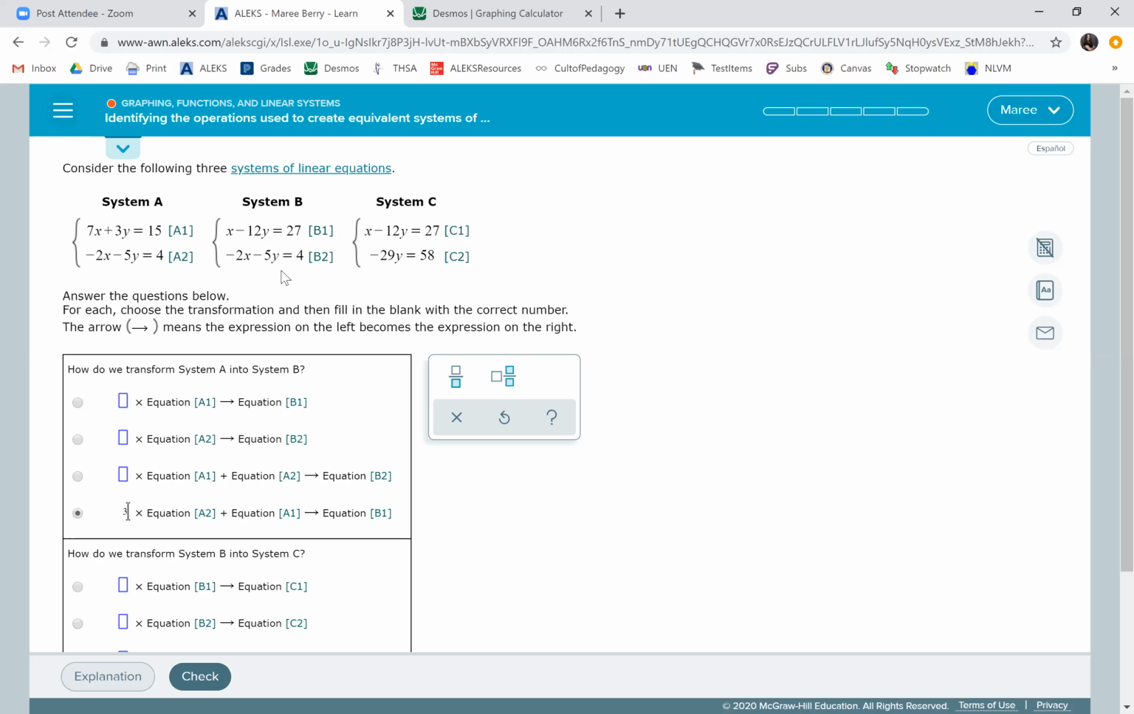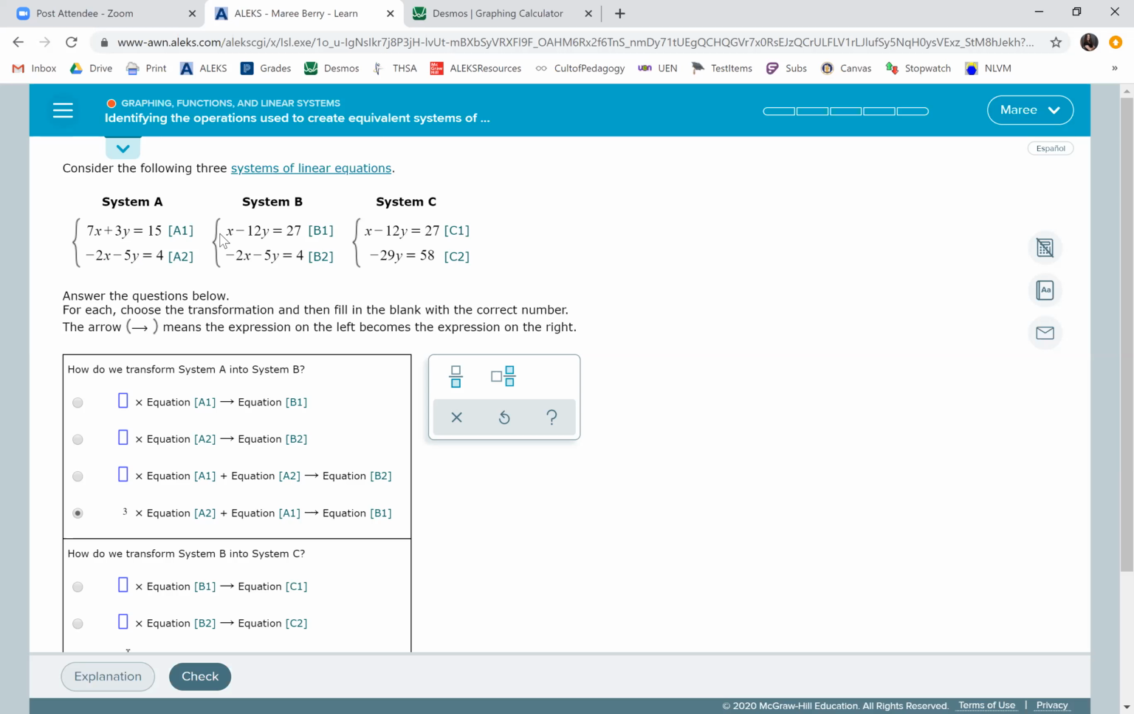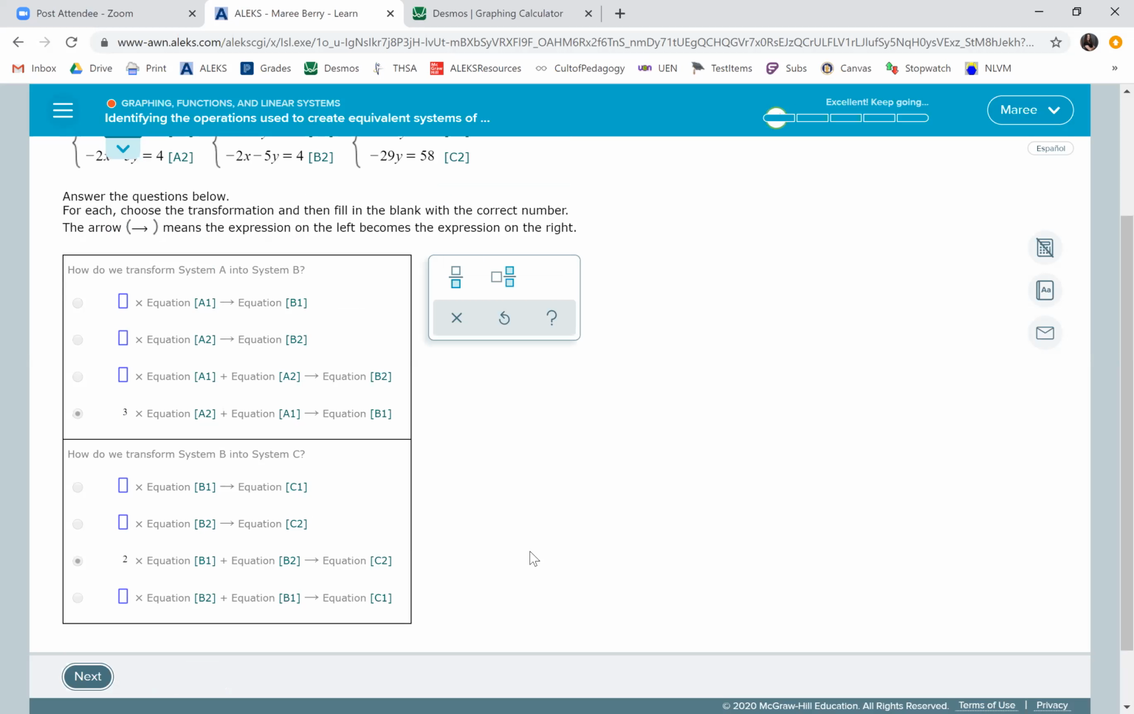Holy cow. Okay, this one, I bet they times this by 2 and then added. Wait, let me write this down before I forget. B sub 2. If we times this by 2, will this work? So 2 minus 2 would be 0. -24 minus 5 is -29. 54 plus 4 is 58. Okay, so that's what they did. Wow, sometimes you've got to really think outside the box on these. These are tough. Okay, here we go.